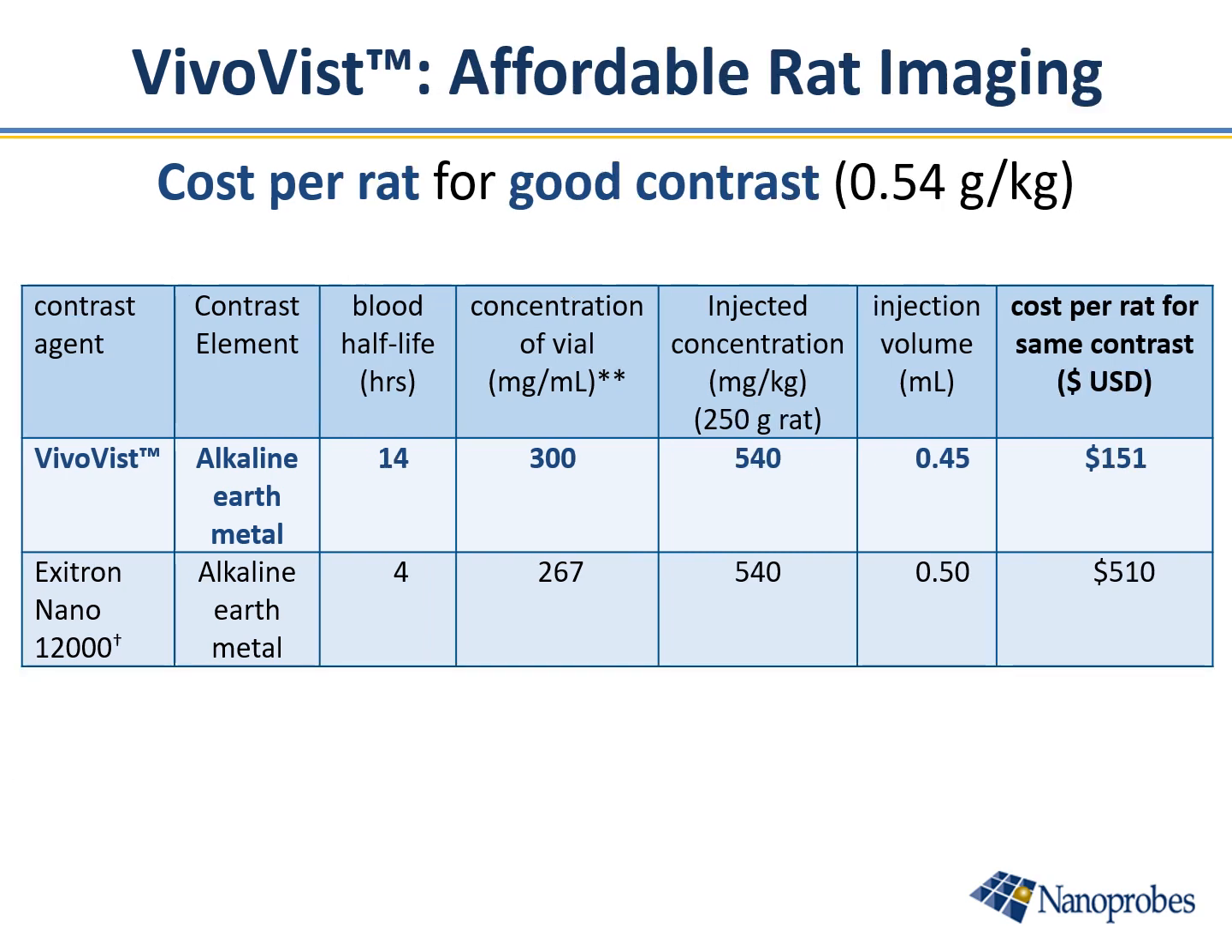And finally, just 2 vials of VivoVist, which retail for $151, will provide very good contrast at 0.454 grams per kilogram in a 250 gram rat. And again, here's the comparison between another agent and VivoVist for rat imaging, showing prices and concentrations.